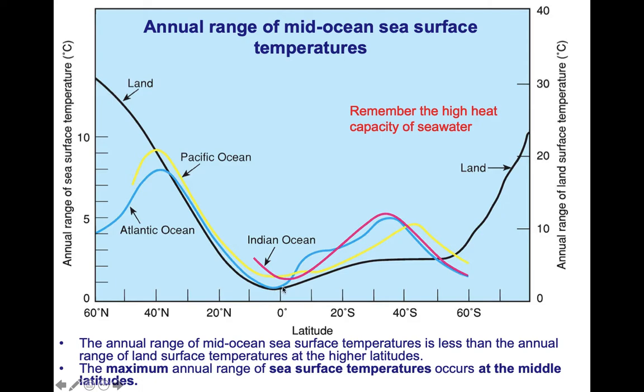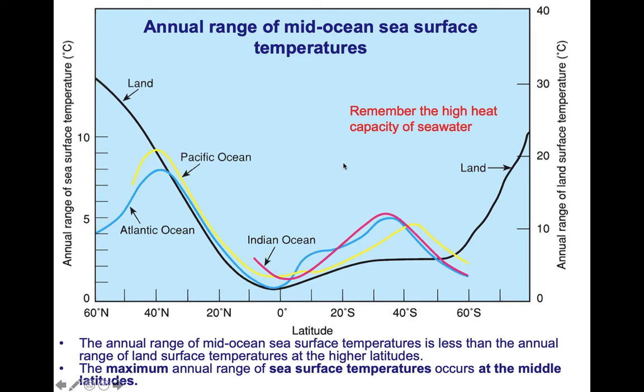And if you look at the oceans, the Atlantic Ocean is given by the blue curve, and Pacific by yellow curve, and the pink one is the Indian Ocean curve. You will notice that the Indian Ocean curve is much shorter, and that's because the Indian Ocean is mainly a southern hemisphere ocean, and it doesn't extend into the northern hemisphere, so you don't see this pink curve continuing to the left on this diagram.